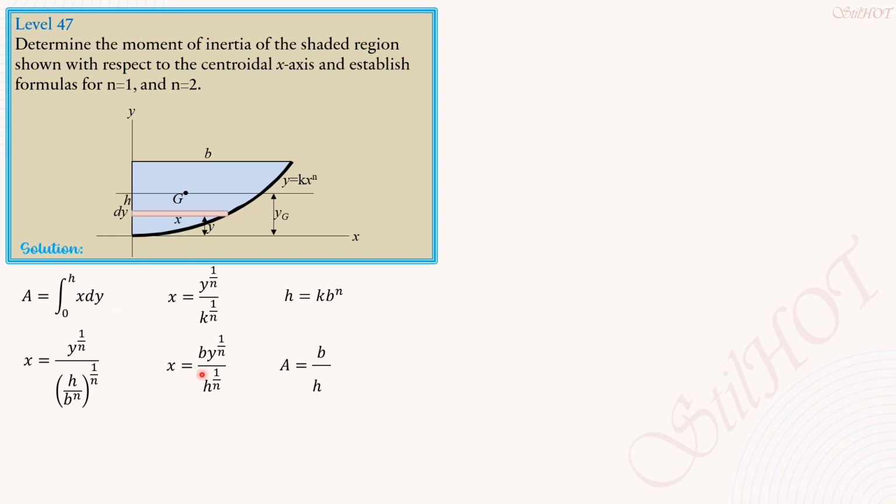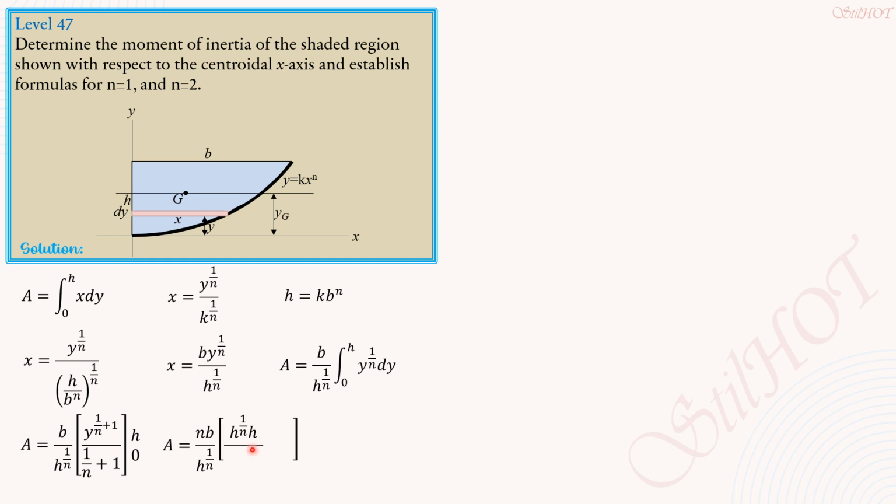Substitute into this equation, area equals b over h to the 1 over n, integral 0 to h of y to the 1 over n dy. Integral of y to the 1 over n is y to the 1 over n plus 1, over 1 over n plus 1. So b over h to the 1 over n is y to the 1 over n plus 1 over 1 over n plus 1, from 0 to h. So we don't mind the lower limit, just the upper limit. The numerator is h to the 1 over n plus 1, or h to the 1 over n times h. The denominator is 1 plus n over n, so this n here becomes the numerator also. So area equals nb over h to the 1 over n, quantity h to the 1 over n times h over 1 plus n. Cancel out h to the 1 over n, so the area is nbh over n plus 1.